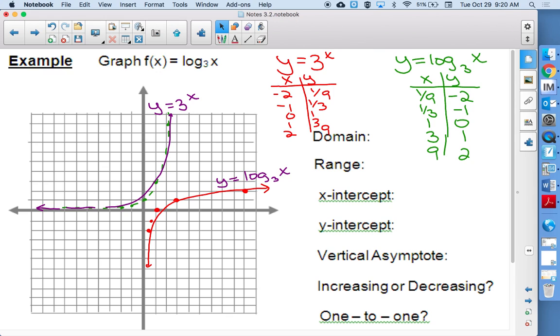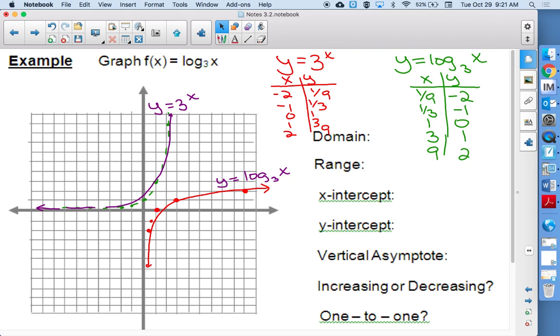So besides inverses being found by switching x and y, what was the graphical property of inverses? Right, so they're a reflection of each other over the line y equals x. And you can see that by looking at both of them. Here is our original function, y equals 3 to the x, that's the exponential form. If I flip that over y equals x, it just kind of flips diagonally and I get this new function, my log form.